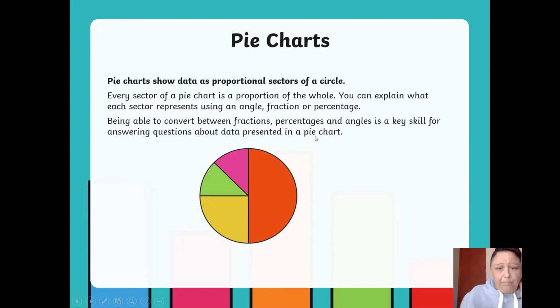Pie charts show the proportion of sectors of a circle. They're used when we want to find out the percentage. I like to know the percentage of population, and that can be done in a pie chart. The same with if you were looking for the percentage of boys that like dogs, or the percentage of boys that like cats. You could work that data out using a pie chart to find out the fraction or the percentage that you need.